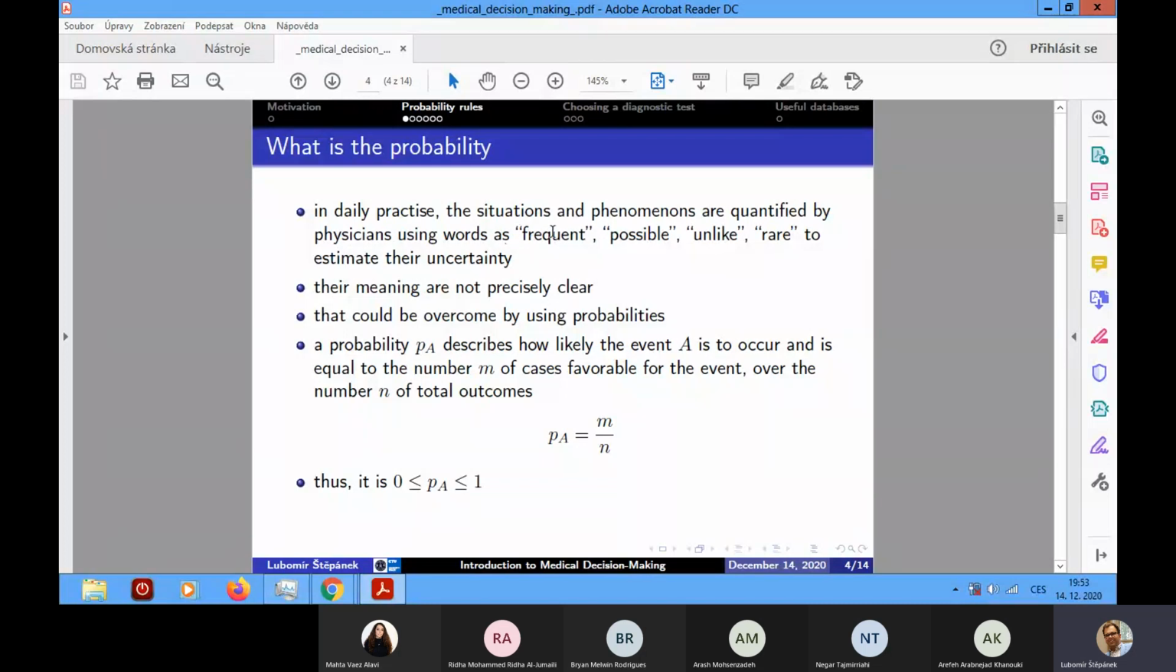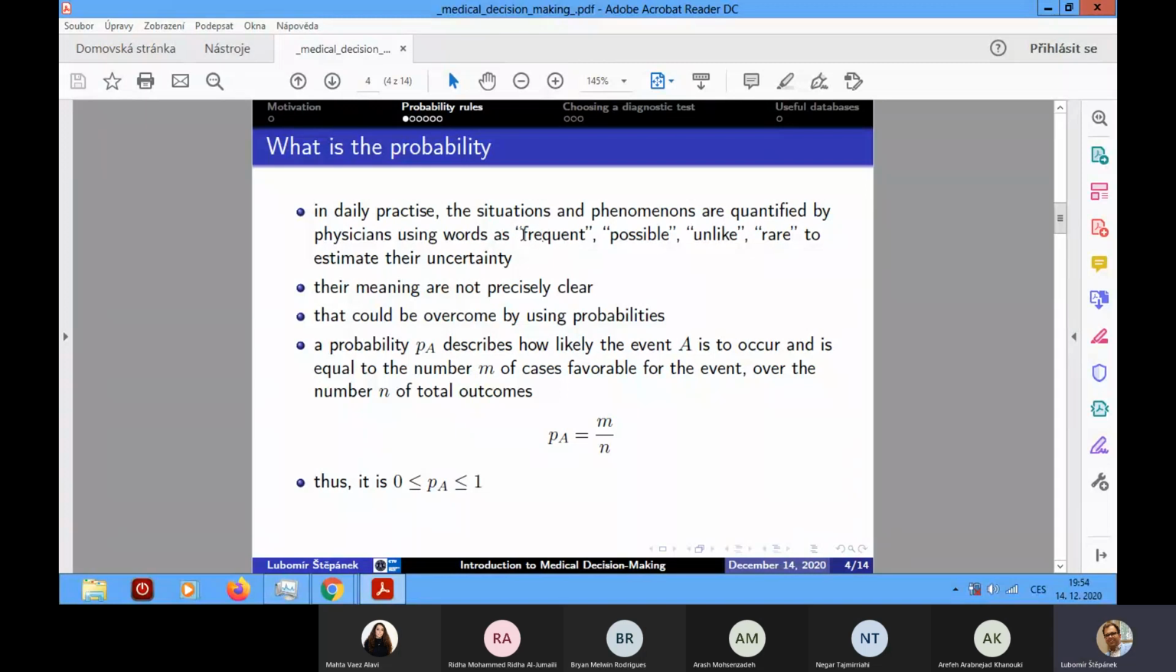But for example, if we have two physicians, one of them can use frequent for a symptom which is present in, for example, 60% of patients with a given disease. And the second physician could use the term frequent if it's in 99%, if the symptom is present in 99% of patients with the given disease. So this is definitely subjective.